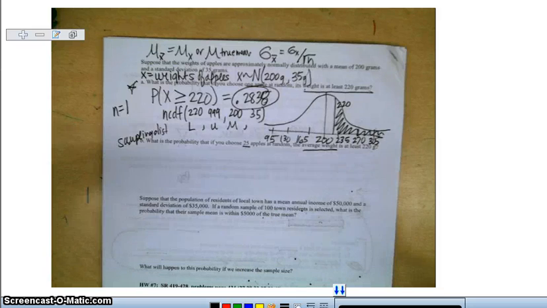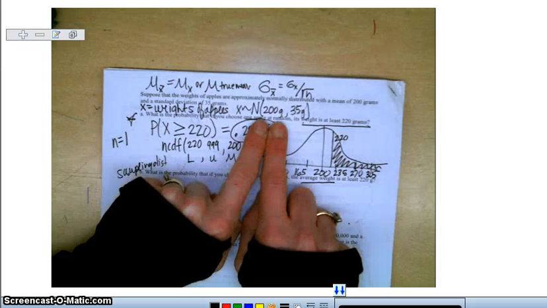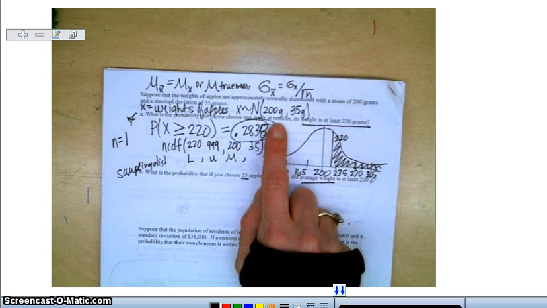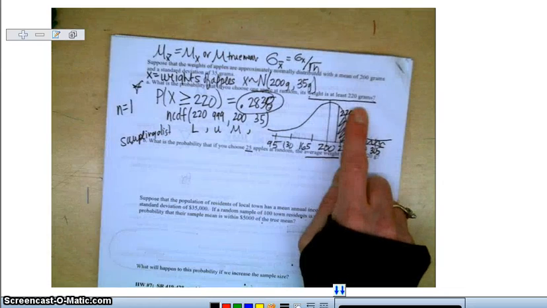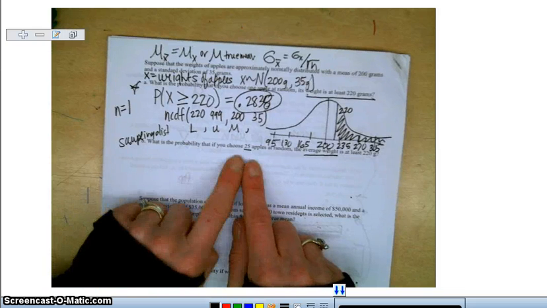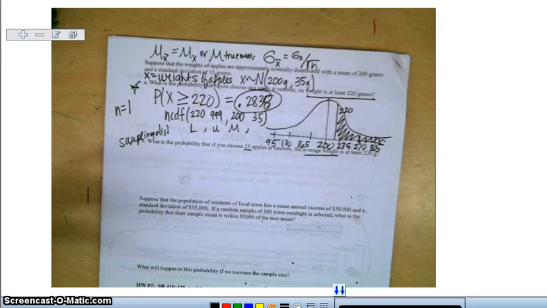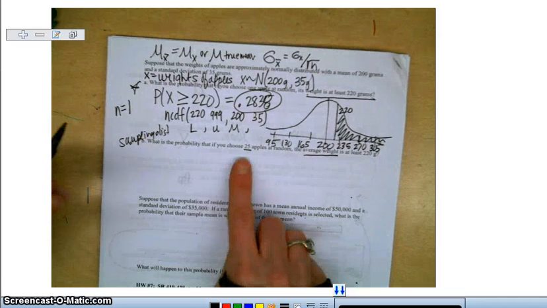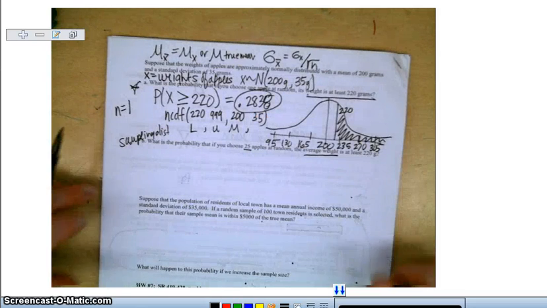Wouldn't you expect the average of 25 apples' weights to be closer to 200? Yeah. I would expect it to be fairly close to 200 because that's the true mean, okay? If you just pick up one apple, couldn't it have just been that one really big apple? It could have been. But is it more likely that out of 25 apples you'll get 25 really big ones? Probably not. So what I would expect in this case is that our probability is going to be less. Let's see if it's true.